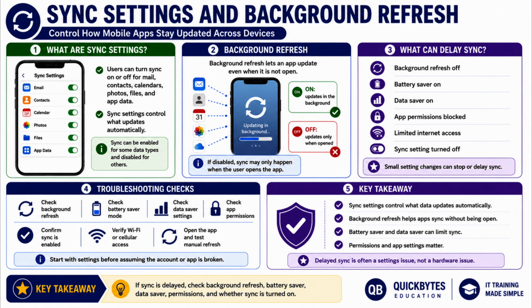A user may be able to turn sync on or off for mail, contacts, calendars, photos, files, and app data. Some apps also use background refresh or background app activity. This allows the app to update even when it is not open. If background activity is disabled, sync may only happen when the user opens the app. Battery saver mode may also pause or limit background sync to save power. So if sync is delayed, check background refresh, battery saver settings, data saver settings, and app permissions.